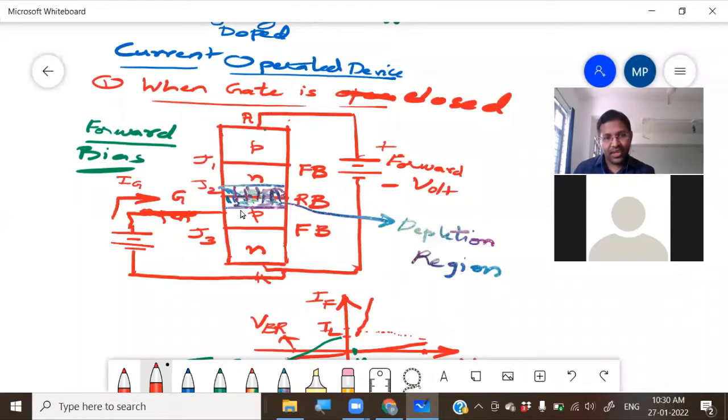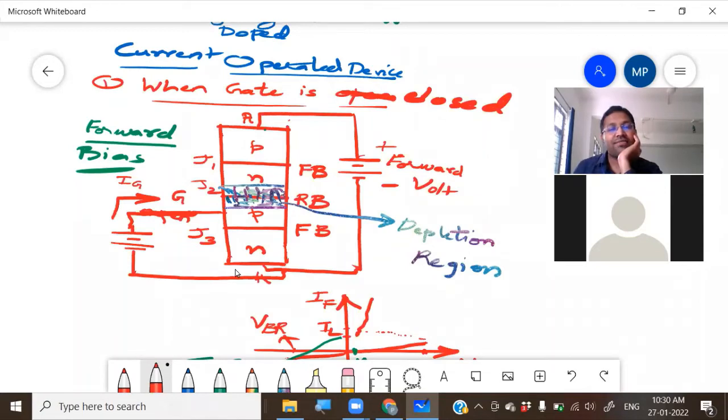So current is flowing in clockwise direction means electrons are flowing in what direction? Anybody quickly answer. Anti-clockwise direction. I hope all of you know the answer. So what is happening here? The free electrons are flowing like this. The N region has free electrons, so they will flow like this.